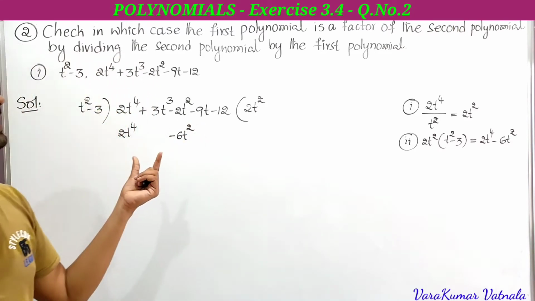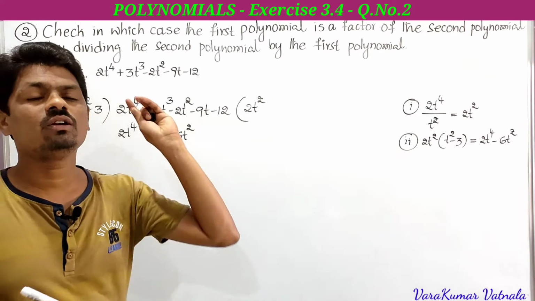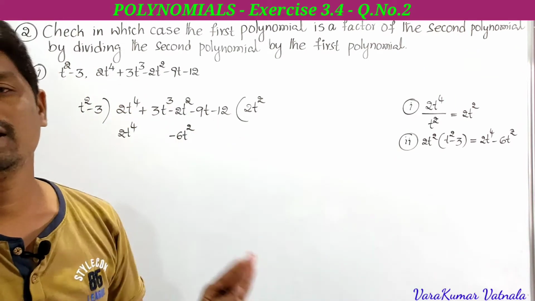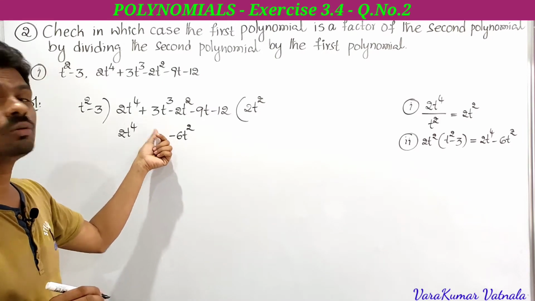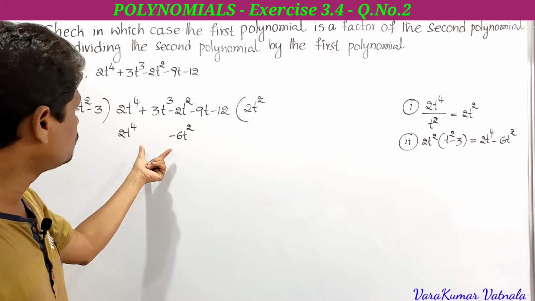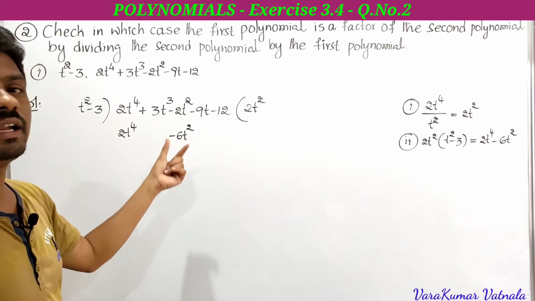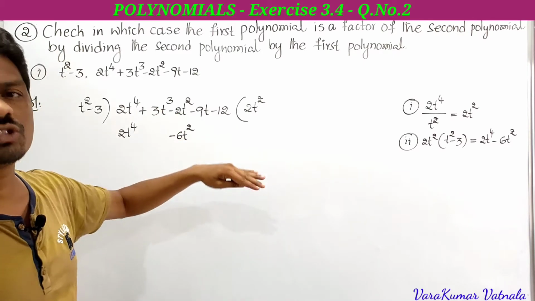So this is a very important step. If you remember this and follow this step, you can do it very easily. If you write minus t square below the t cube term, you can get confused. So this is very important. You have to write the like terms. It will be very easy now, subtraction.